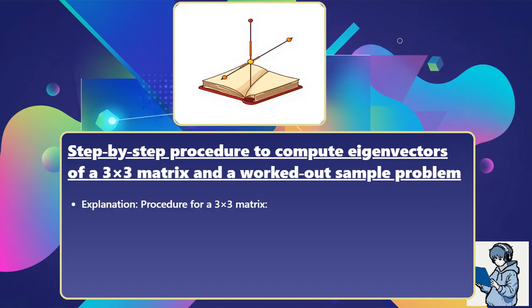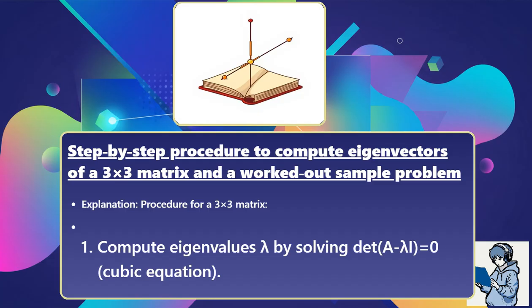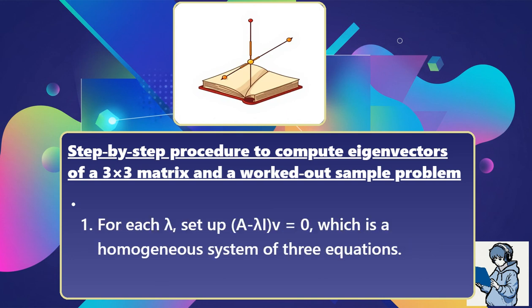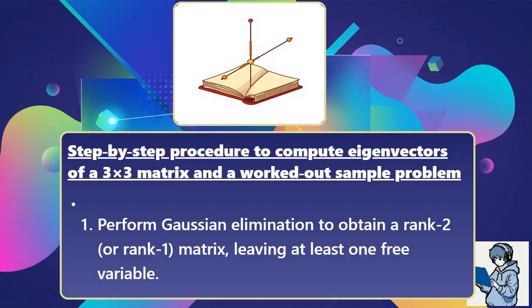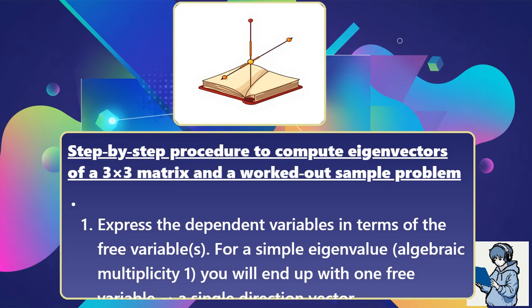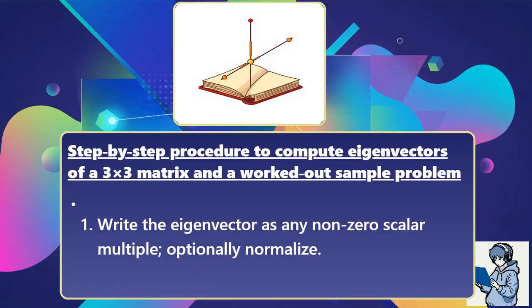Explanation: procedure for a 3 by 3 matrix. 1. Compute eigenvalues lambda by solving det of A minus lambda I equals 0, a cubic equation. 2. For each lambda, set up A minus lambda I times v equals 0, which is a homogeneous system of 3 equations. 3. Perform Gaussian elimination to obtain a rank 2 or rank 1 matrix, leaving at least one free variable. 4. Express the dependent variables in terms of the free variables. For a simple eigenvalue, algebraic multiplicity 1, you will end up with one free variable, leading to a single direction vector. 5. Write the eigenvector as any non-zero scalar multiple, optionally normalize.